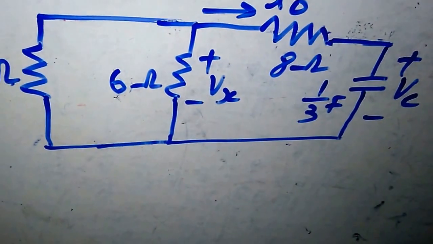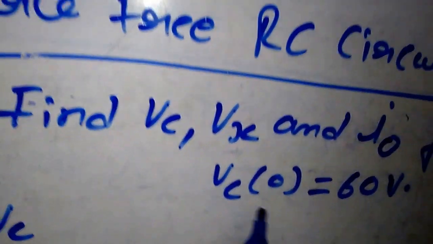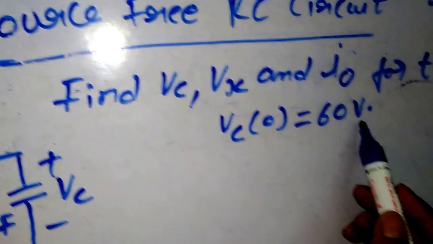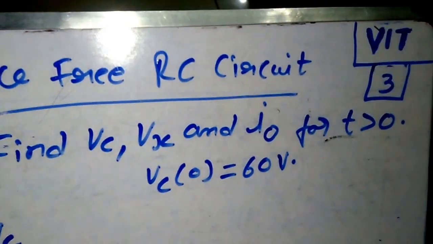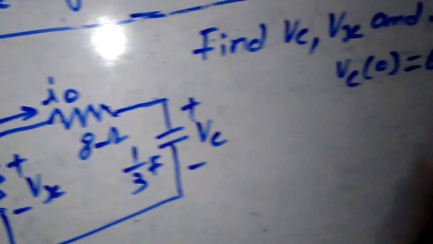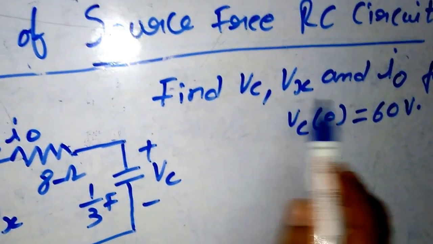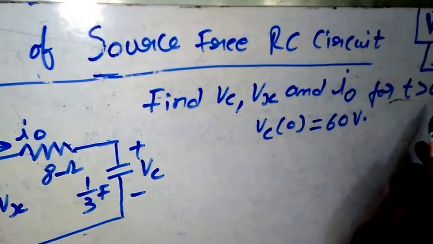So in this problem the initial condition is given. Initial condition is Vc of 0 equal to 60 volts. That means initially the voltage across the capacitor is 60 volts, and what we need to find is Vc, Vx and I naught for t greater than 0.